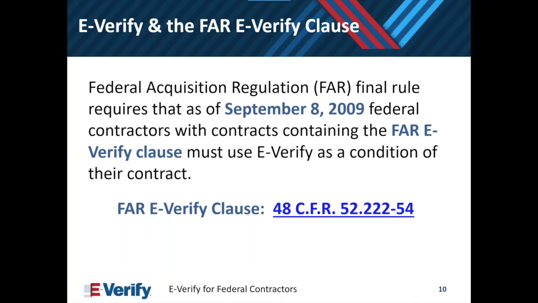Like I said, it's 1,100 words in length, and basically what it says is that as of September 8th of 2009, this FAR final rule requires that as a condition of their contract that federal contractors as well as their subcontractors use E-Verify to verify the employee's eligibility to work legally in the United States. So I've given you a live link on this slide to the clause itself. One important note that I will say here is that it is your federal contracting official that will determine if the clause needs to be in your contract.